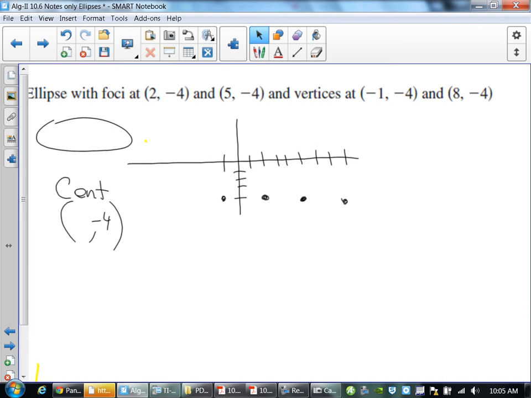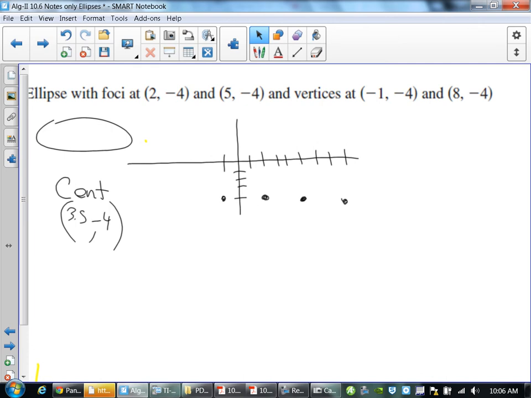So what's 2 plus 5? 7. What's half of that? 3.5. Can't you just count the space in between the two points? You can do that if you want, I don't care, but all I'm saying is that you'll have decimals sometimes.